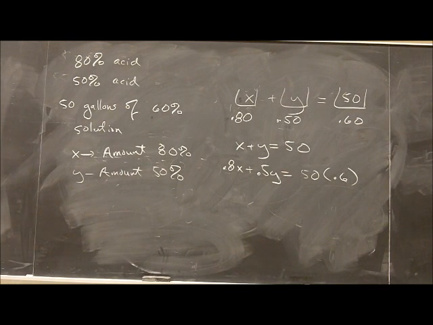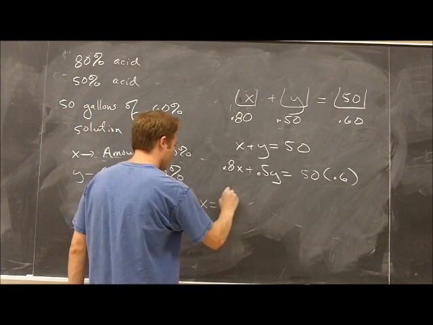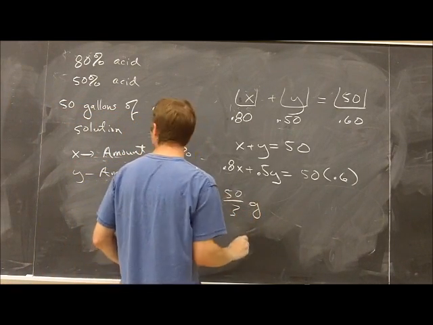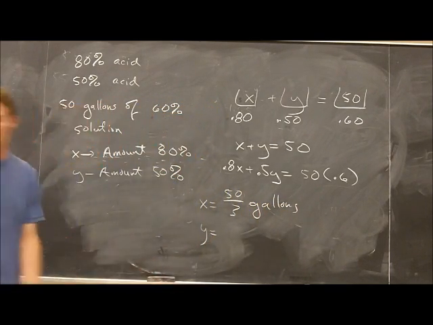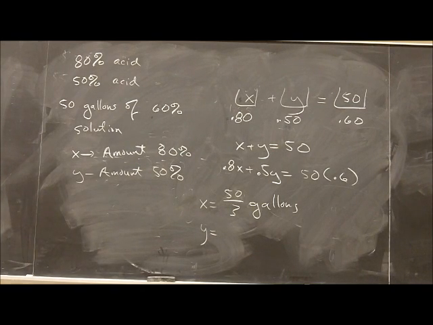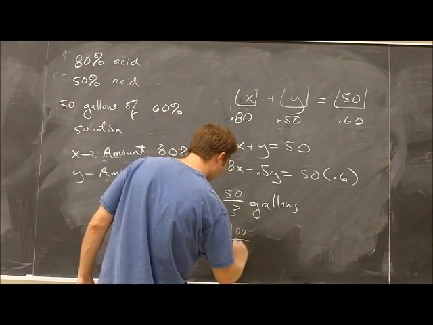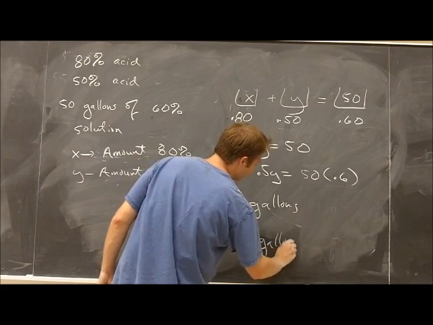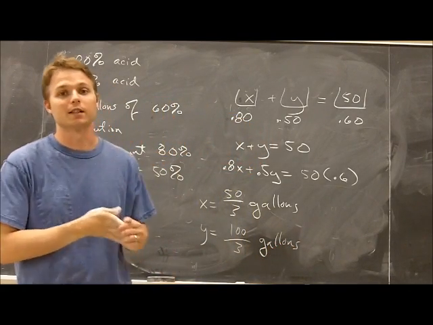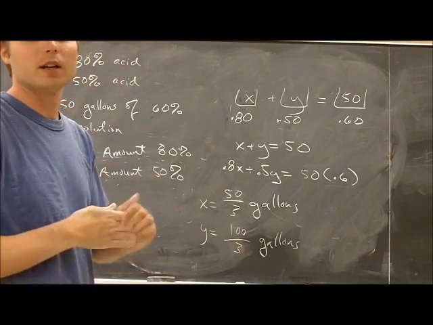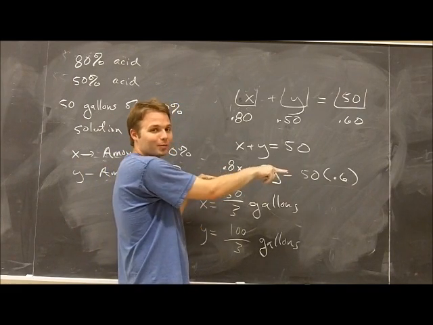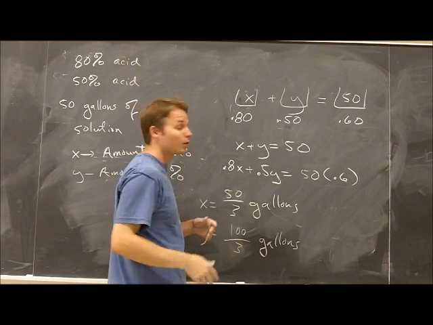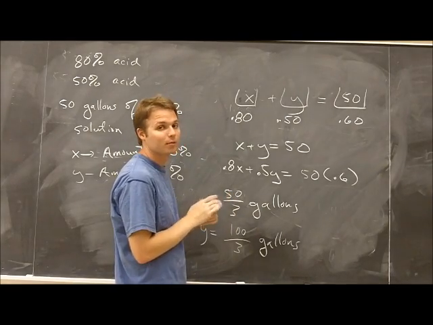If you go through and do this, I'm not going to do all of the work on it, but you'll get that x is 50 over 3 gallons, and then y comes out to be 100 over 3 gallons. So I'll let you do the legwork on this. The main thing is I want to show you how to set this up. But in solving these, it's the same way as before. One thing that might help in solving, sometimes people like to go through and multiply this whole bottom one by 10 just to get rid of the decimals. If you like to do that, it's fine. Sometimes it makes solving the problem a little bit easier.